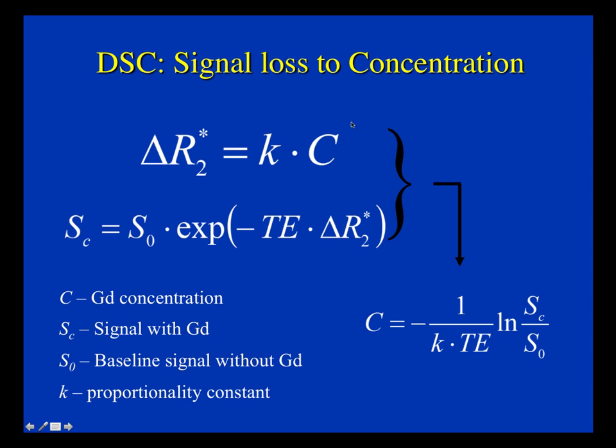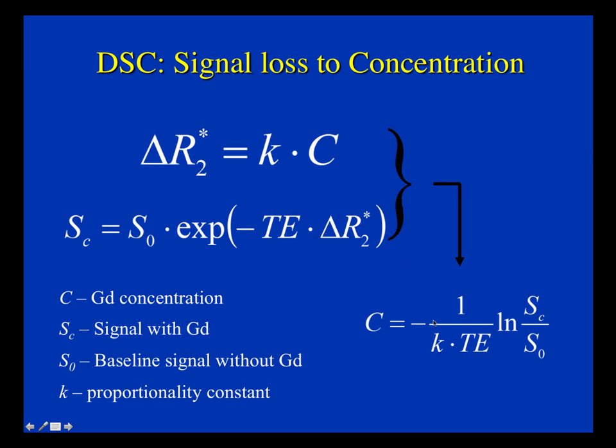And early work in this field has demonstrated that the change in relaxation rate due to the presence of gadolinium is roughly linear with concentration. And also we could actually write the signal intensity in the presence of the contrast agent, gadolinium, how it relates to the baseline signal with this equation.